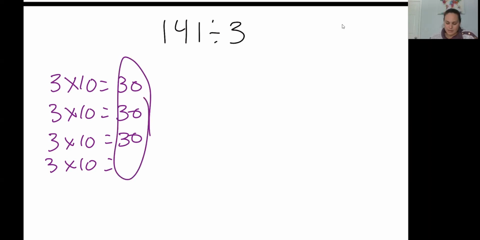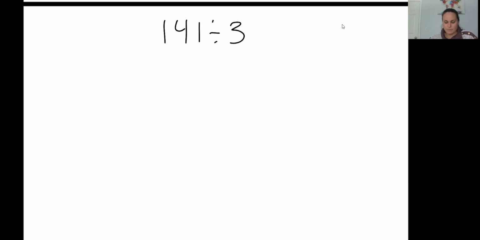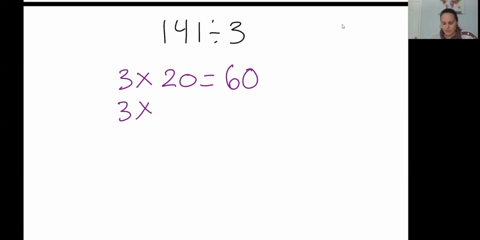So you might decide, just like we did with our bubble method, to go a little bit bigger to start with. So I might start with my 3 times 20, just like I did in my bubbles. So 3 times 20 gives me 60. And then, just like I did with my bubbles, I might figure out, well, I can do another one of those actually. So I'm going to do another one of those and see where it gets me.